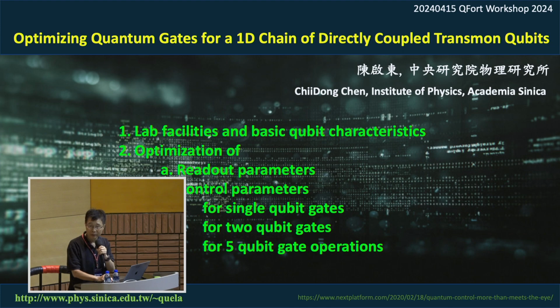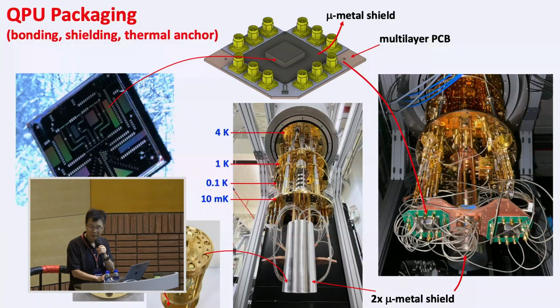And then I will tell you about optimizations of, say, a little bit on readout and then on control parameters, and for single qubit gate, 2-qubit gate, and 5-qubit gates and so on.